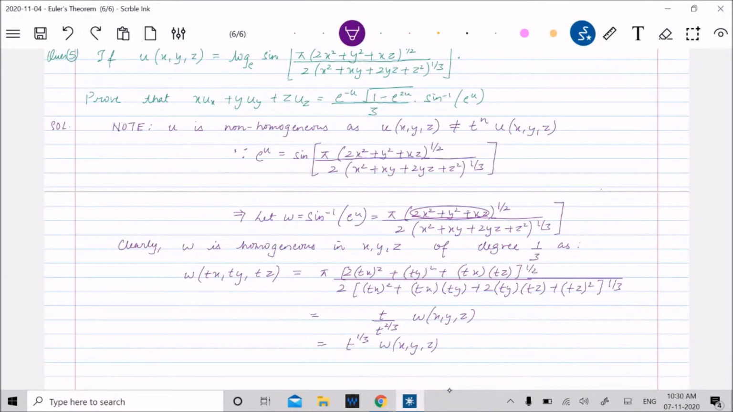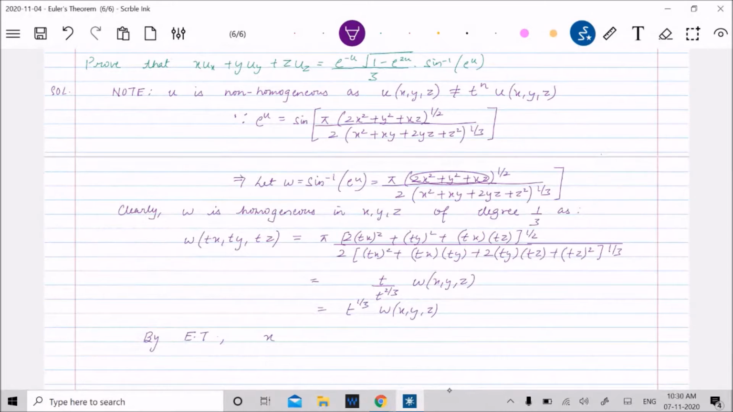Okay, now you can apply Euler's theorem on w, and that will give you x del w by del x plus y del w by del y plus z del w by del z. Do not forget that you have 3 variables this time, so please do not forget writing this third term, right? Because z is already involved here. Okay, so that will be n times w.